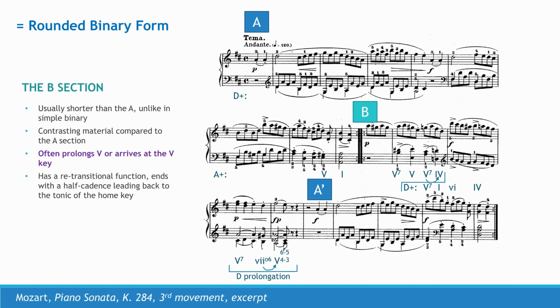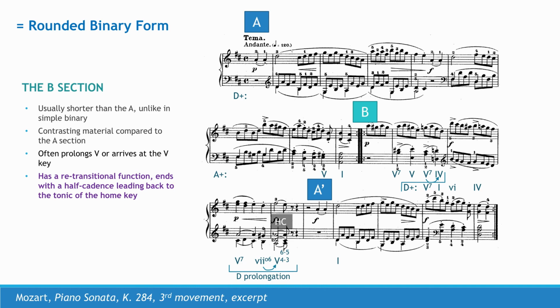And then last property, we expect B sections to have retransitional function, ending with a half cadence leading back to the tonic of the home key. Well, in that harmonic analysis that we did, we've actually just kind of proved that as well. We can see that there's a cadential 6/4 at the ending of that B section. We can see that the rests afterwards are separating out an ending. And so, yeah, we've got everything that we need for this to be a half cadence. So we've just seen this is very consistent with the properties we expect for B sections.